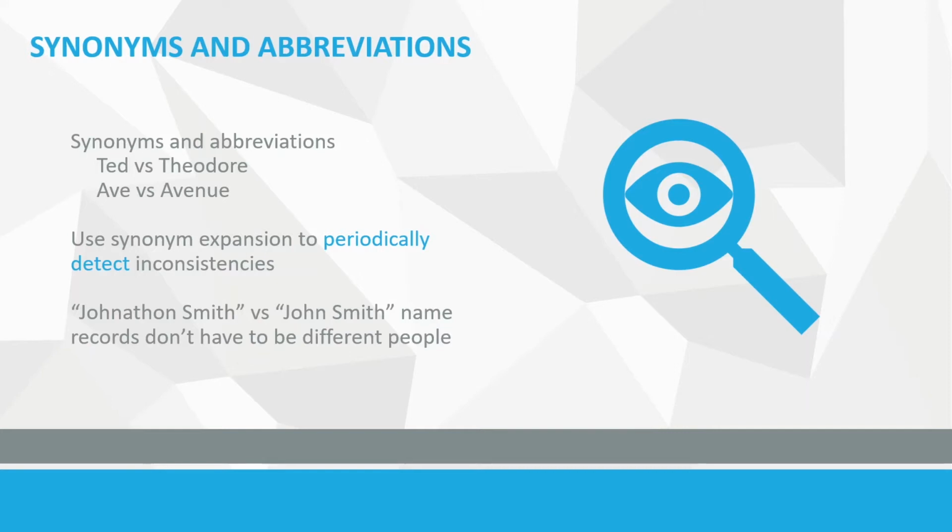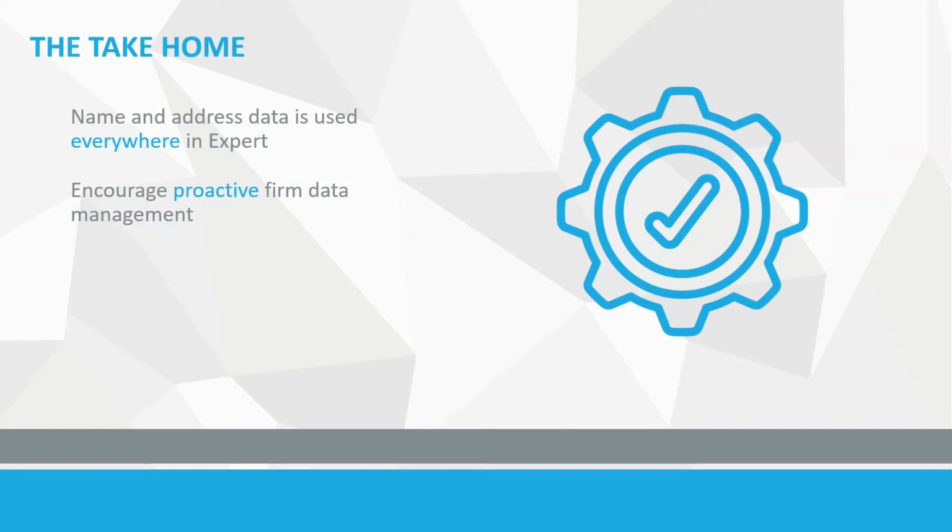And by reconciling those records into one record, you're going to have a better handle on your business processes going forward. The take-home message around all of this is that name and address data seems really simple, but it's used everywhere inside of Expert. And if your firm is proactive about managing that data, you're less likely to fall into traps later. And so this is an area of Expert where low initial effort to try to clean up abbreviations or clean up synonyms can result in really high payoff later by improving the billing process, getting bills out faster, and having sort of fewer issues overall in terms of conflicts and the onboarding process.